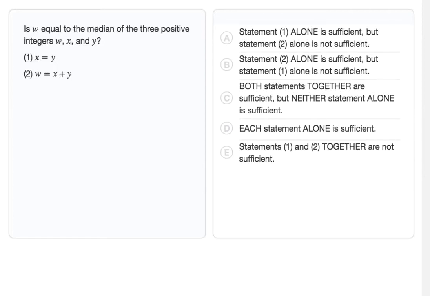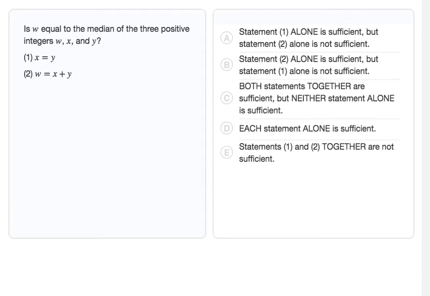To solve this data sufficiency question, let's consider each statement separately first, then together if needed. Before we look at the statements, let's talk about the median. The median of three positive integers is the value of the middle integer when the integers are put in numerical order. We need to know if w has the same value as the middle integer when w, x, and y are in numerical order.